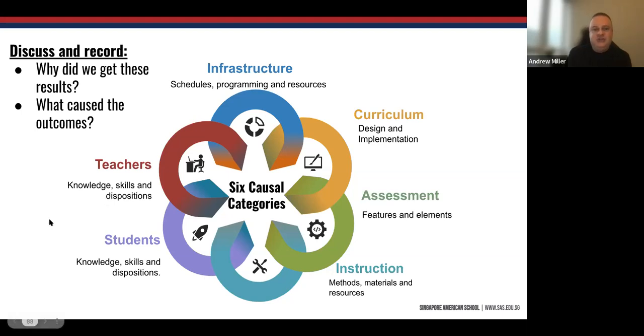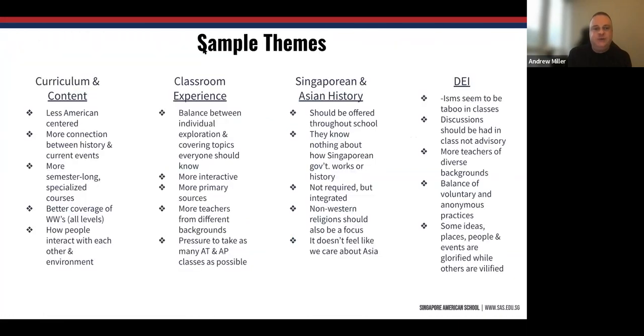And then again, as you start to do this, you're going to get really great themes. This is some of the sample themes that are emerging out of our current data for social studies. That it needs to be less American centric, or that there needs to be better coverage of the world wars, or that the classroom experience needs to have more primary resources, or there's pressure on that AP work. And so you start to theme that data and get some really good ideas that then inform your recommendations. So I just want to name that theming is really important, and coding.